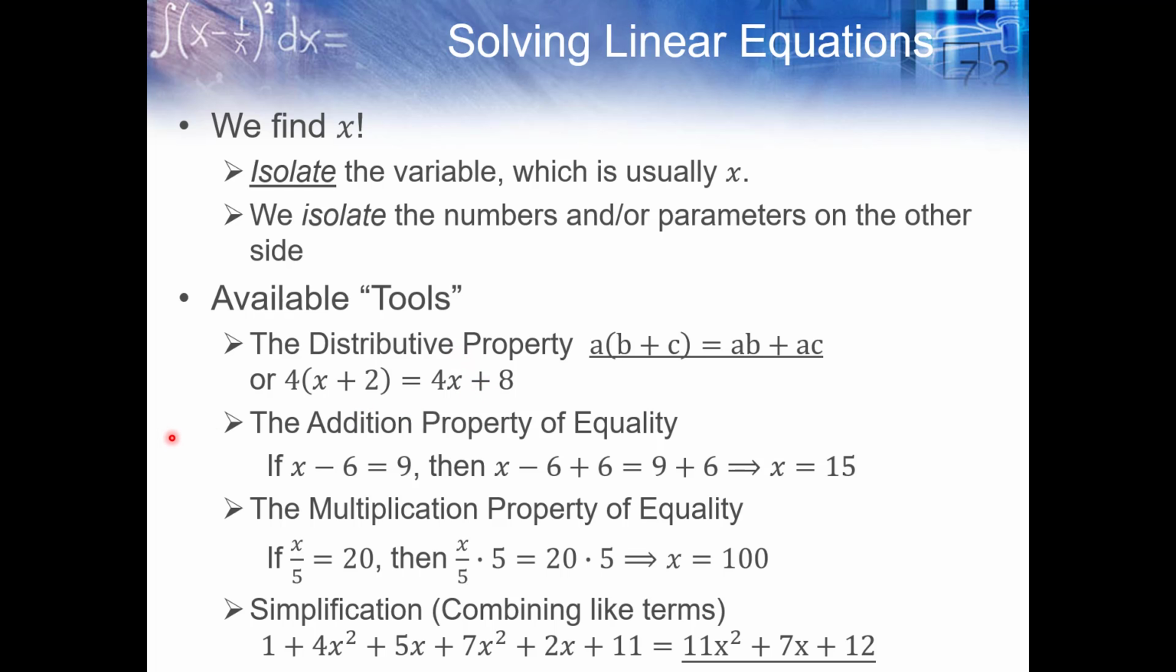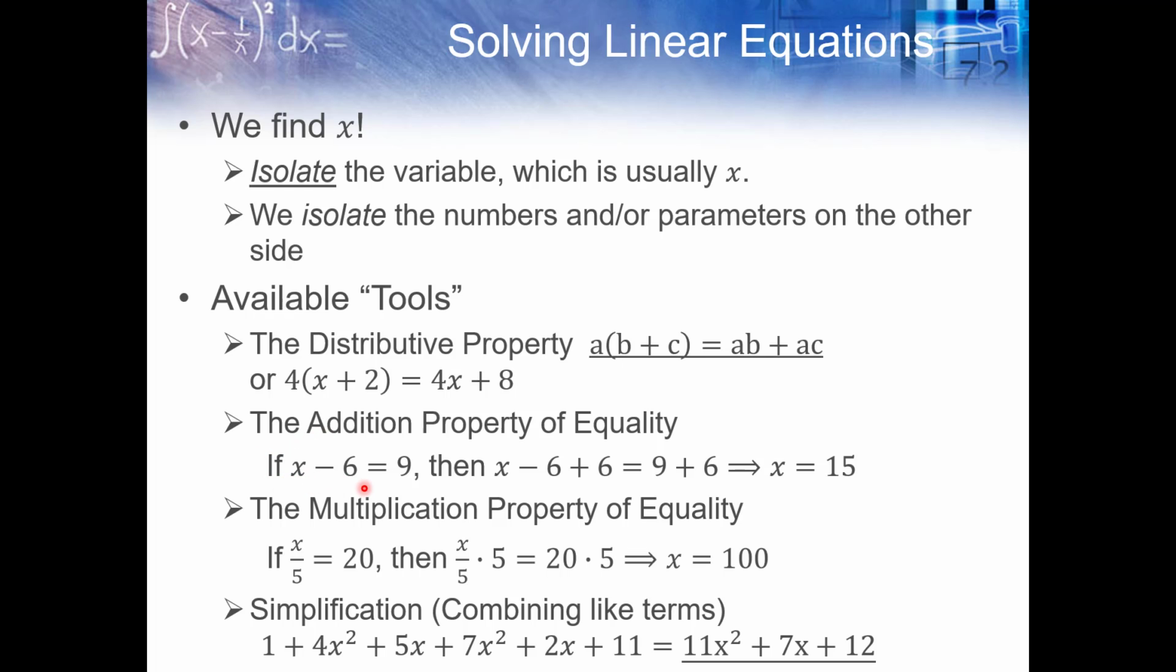The other tool that we're going to use is the addition property of equality. We use this to get all the terms that might have a variable in them on one side of the equation and all the other terms on the other side of the equation. And you can see an example of the addition property right here.